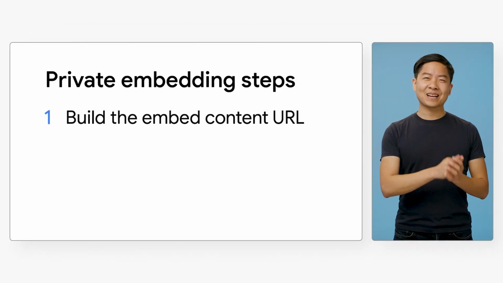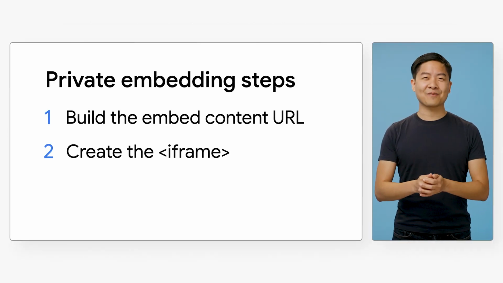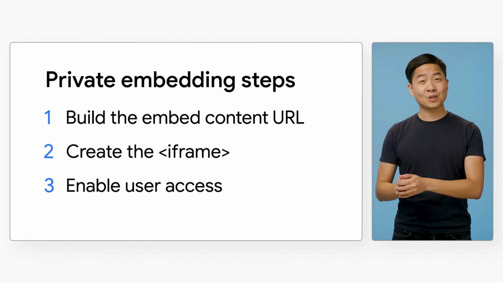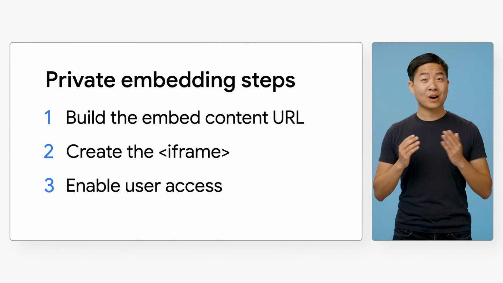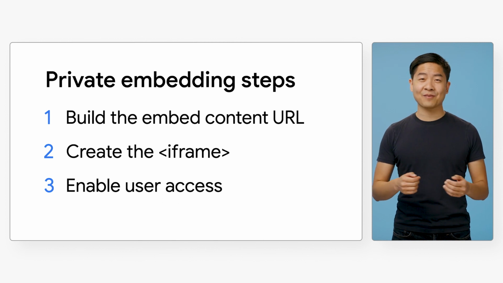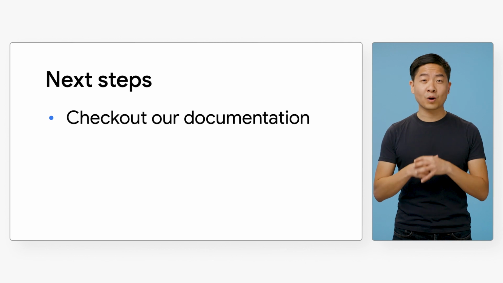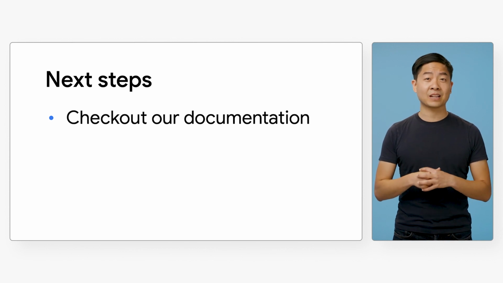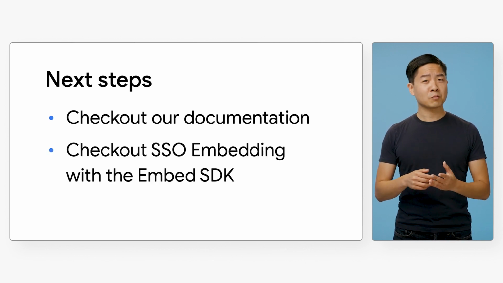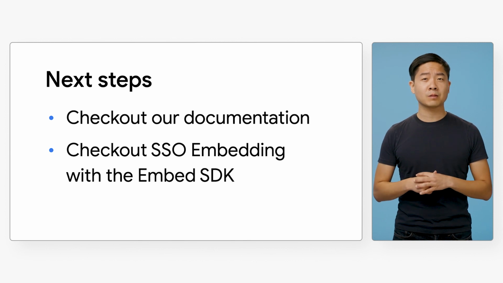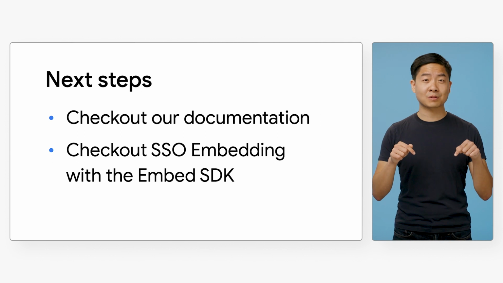Congrats. We have walked through the Looker private embedding option together. We built the embed content URL, created the iframe element, and enabled your user's access to the embedded content. With that, we have privately embedded Looker content in an iframe. So, check out our Getting Started documentation for more details on using our private embedding option. And after that, we recommend you look into SSO embedding with the Embed SDK. Both are linked in the description below.